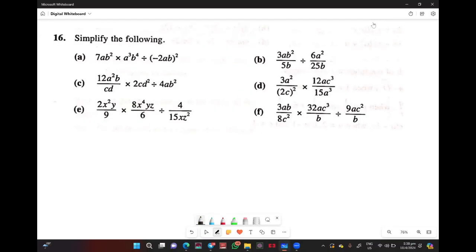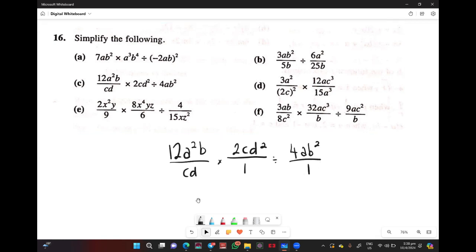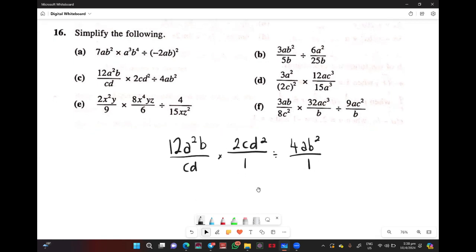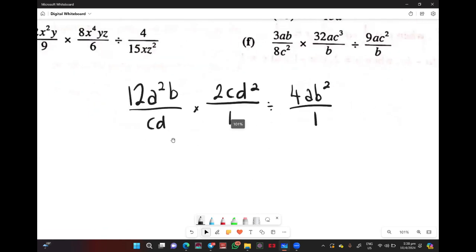Now, let's do 16c, shall we? 12a squared b over cd times 2cd squared. I like to put over 1, okay? Divided by 4ab squared over 1. I know it's very confusing, but we are going to just focus on the first two. Is that okay? All right, then later when we are done solving the first two, then we solve the third one, okay?